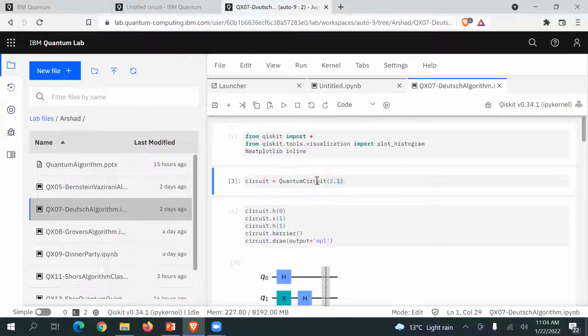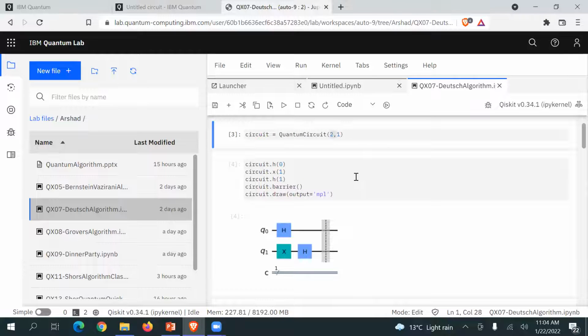We have taken a quantum circuit with 2 qubits and 1 classical bit. So understand the concept of a classical bit. A qubit is in a superposition state, and if you want to know the state of any qubit at the end, you have to get the state stored into a classical bit. So with every qubit we take into the algorithm, we have to take a corresponding classical bit also, to store the state of the output of the qubit.